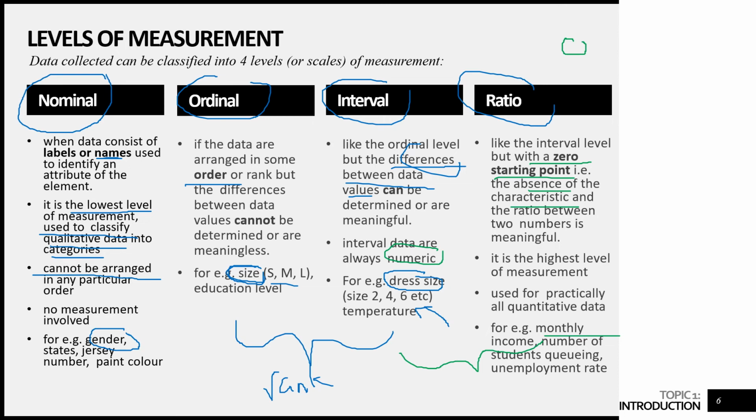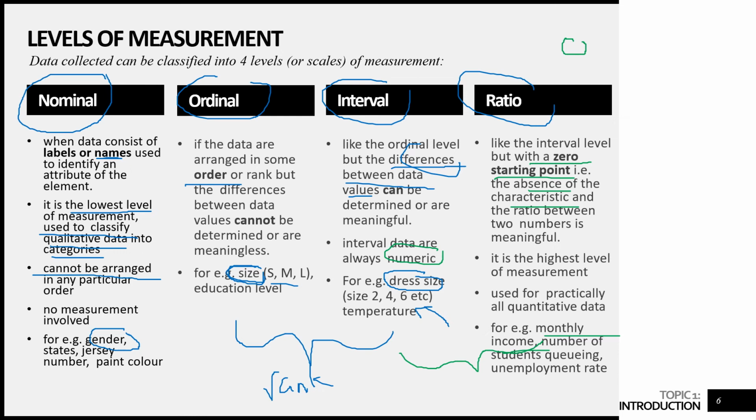For instance, monthly income. If someone says, I have no income, I have zero income, it means that person literally has no income, literally has a zero balance maybe in their bank account. Next example, number of students queuing. If I say there are 5 students queuing, there are 5. But if I say there are 0, or there's no student queuing, it literally means there is no student there. So this is the most important distinction between ratio and interval.